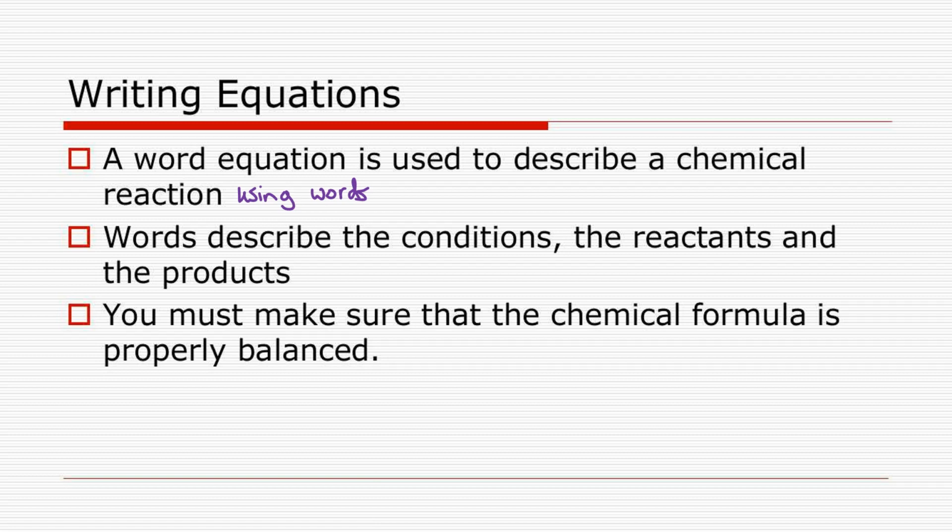All right. And so in word equations, we're going to describe what's kind of happening here. So I'm going to scratch this one out because balancing doesn't so much apply to the word equation. All right. So word equation is used to describe a chemical reaction using words. Those words describe the conditions of the reactants and the products. Does anybody need more time for just those two statements?